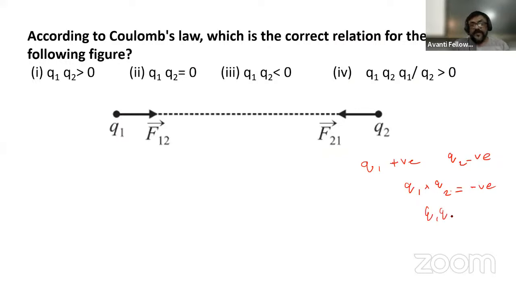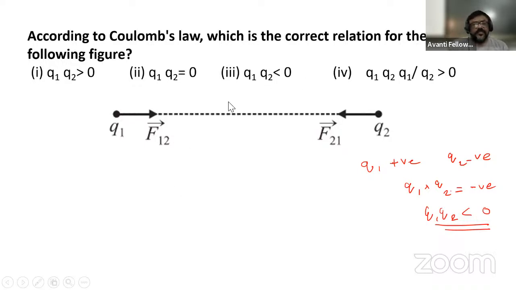The same idea can be written like this. Negative means it should be less than 0. So go for the choice. Actually, the negative answer is not given directly. The first choice gives Q1 Q2 is greater than 0. The second choice says the product is 0. The third one says Q1 Q2 is less than 0. So our answer is the third choice, that is Q1 into Q2 is less than 0.